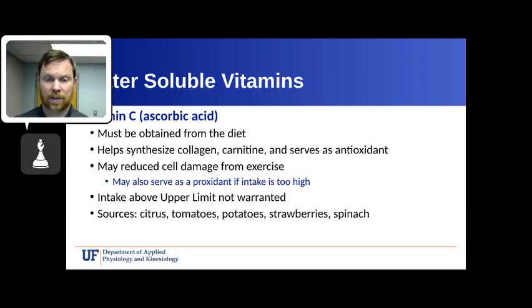A tolerable upper intake for vitamin C has been established, and intakes beyond this limit of 2,000 milligrams per day may produce symptoms such as diarrhea, nausea, and stomach cramps. Common sources of vitamin C include citrus fruits, tomatoes, potatoes, strawberries, and spinach.